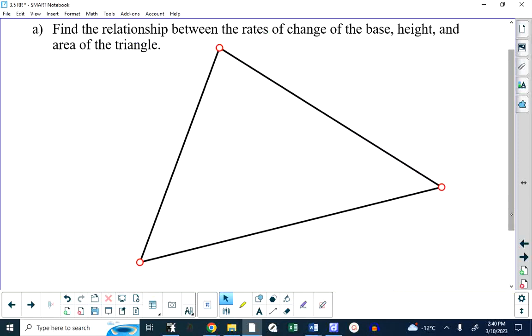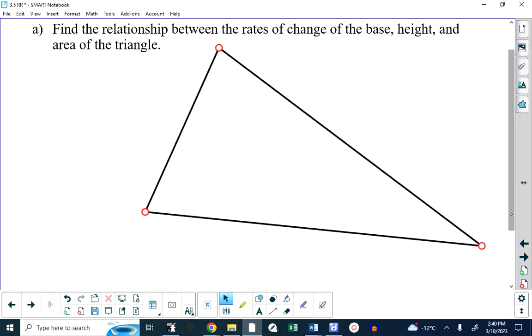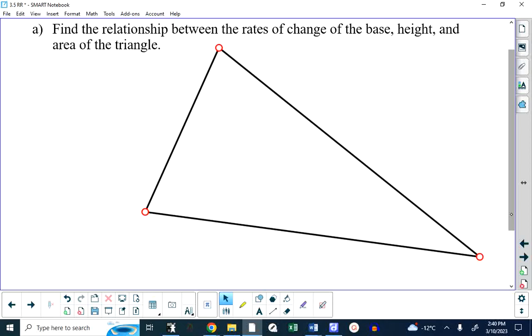Anyway, it could be changing its size for a number of reasons. What's the relationship between dB/dt, dH/dt, and dA/dt?